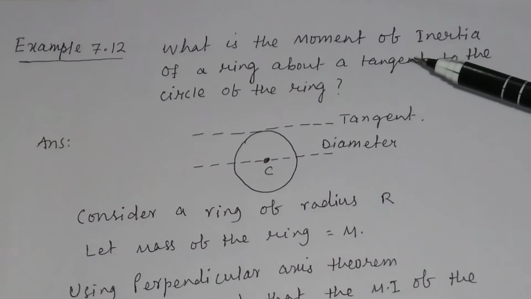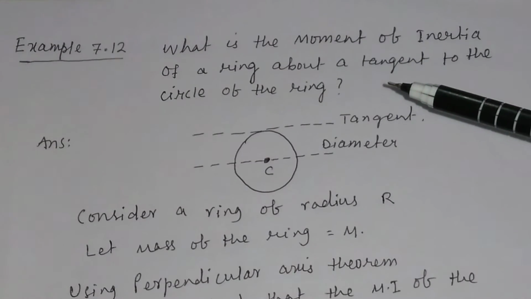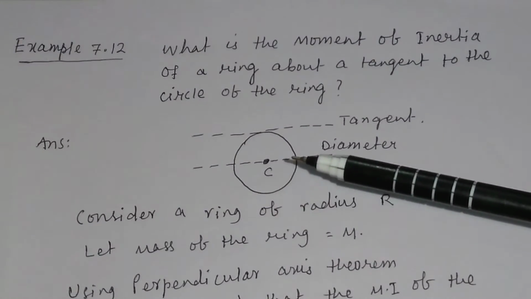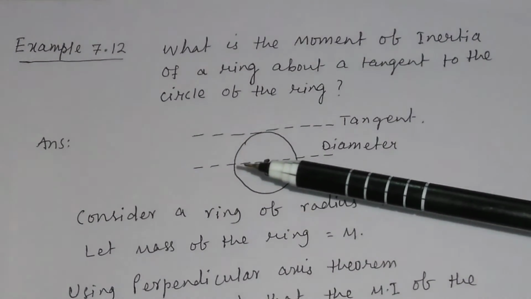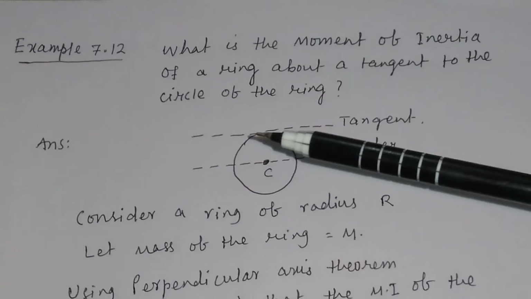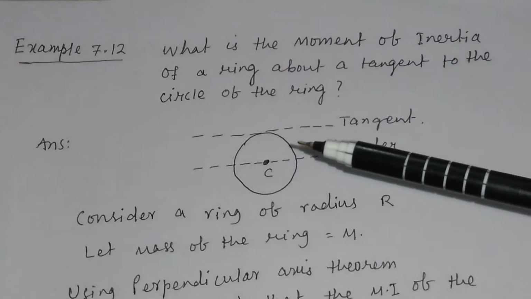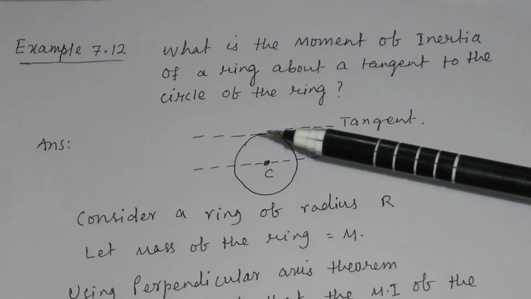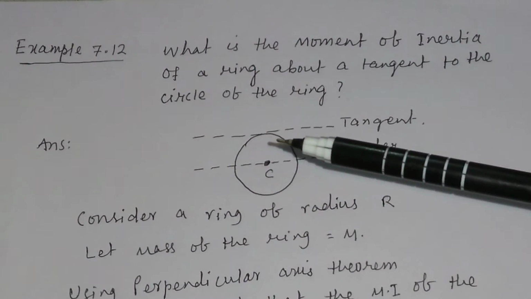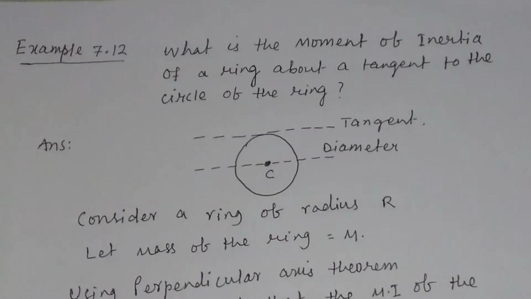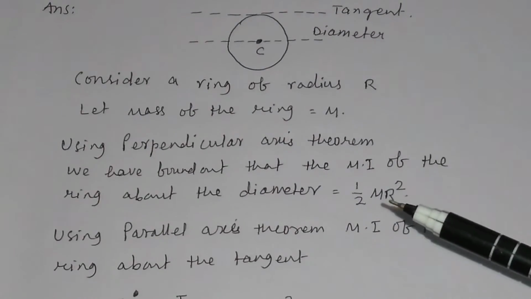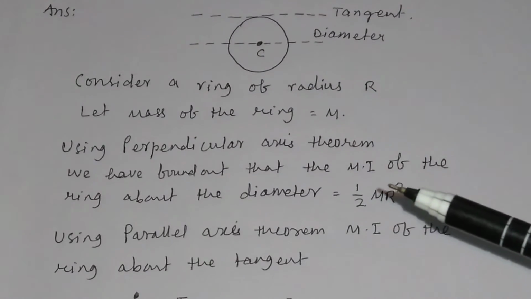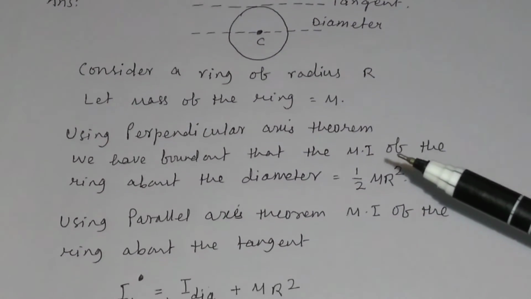What is the moment of inertia of a ring about a tangent to the circle of the ring? Suppose this is a ring of radius r and mass of this ring is equal to m, and this is one diameter of the ring, and this is the tangent of the ring. Using perpendicular axis theorem, we have calculated that the moment of inertia of this ring about one diameter is equal to half mr square. How will it be half mr square? You watch the previous video.